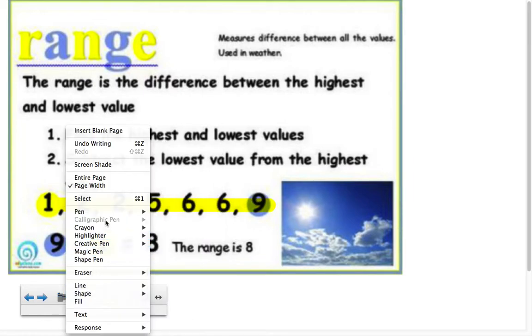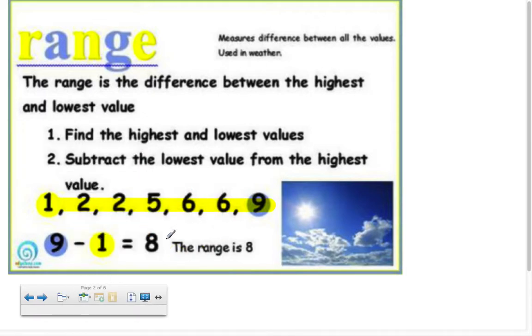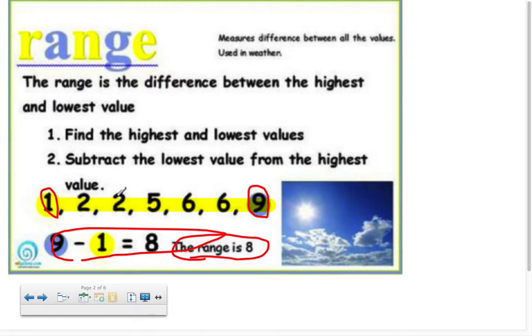When you're finding the range, you'll want to find the lowest number, the highest number, and then do some simple subtraction. The lowest number was 1, the highest number was 9, so 9 minus 1 equals 8, and the range is 8. It's pretty simple. If you can subtract, you can find the range. If you know which number is the biggest and which number is the smallest, you can find the range. And here's a helpful flashcard for you to use as well.